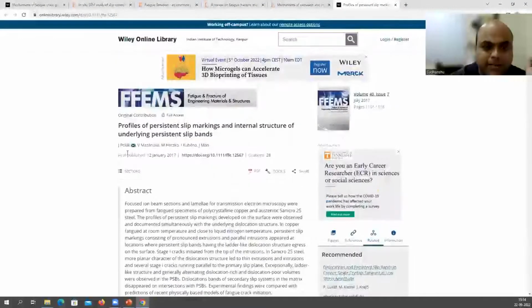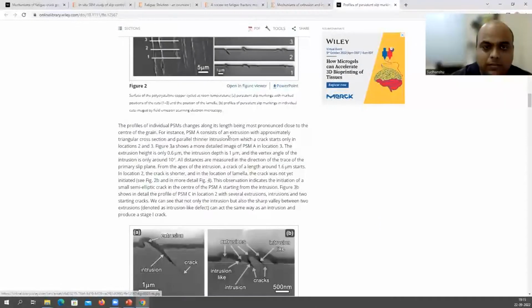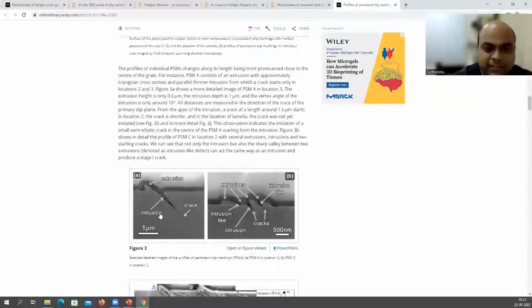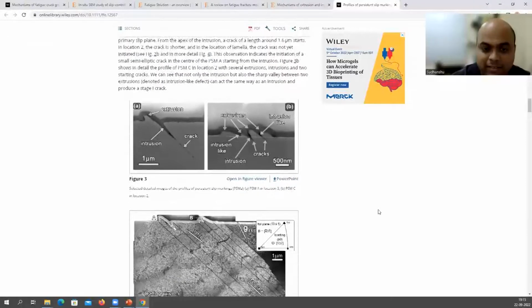So this is a paper by Pollock in Wiley Online Library: a profile of persistent slip markings and internal structure of underlying persistent slip bands. Let me show you the image. You can see here 1 micron, this is your intrusion, this is your extrusion on the surface, and this is the crack growing from the intrusions, right? Again here you can see extrusion, intrusion, extrusion, intrusion, and from the intrusions a crack is growing. This is what we discussed, right?